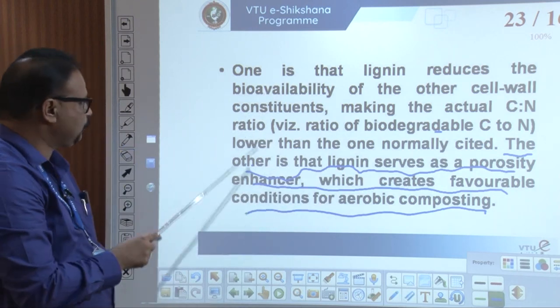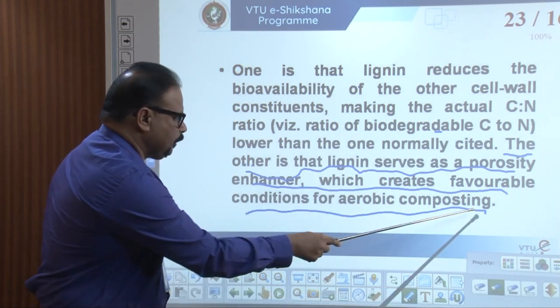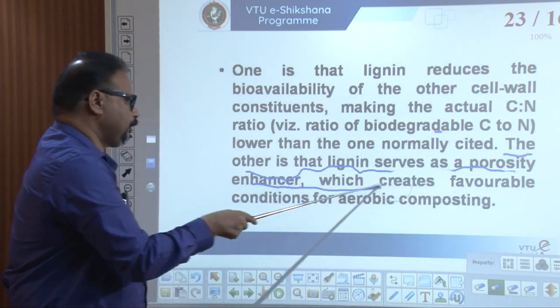This is about the first point. Then we go for the second point.